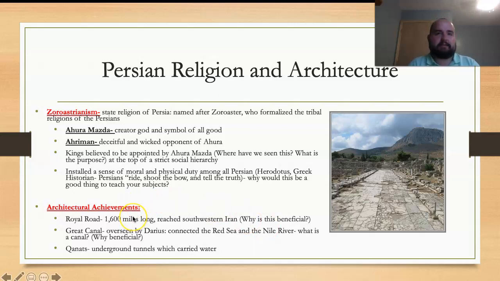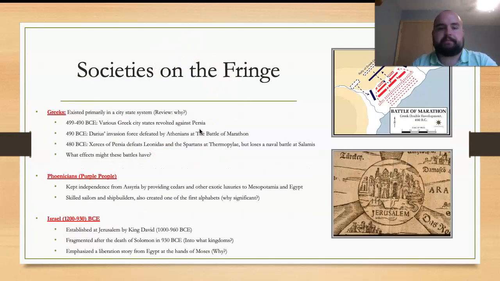A canal is something that cuts through a small piece of land, which can connect large bodies of water together and allow you to sail straight through. So again, this is all about connecting the empire and making trade more efficient. Instead of having to sail all the way around the world to get somewhere, you can take a huge shortcut, essentially. So again, religion and architecture was also pretty impressive across Persia.